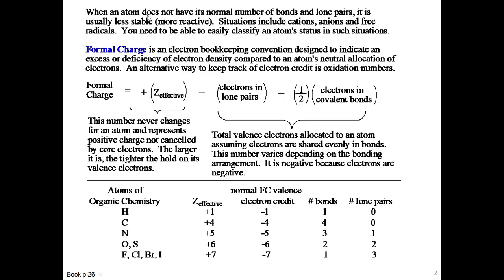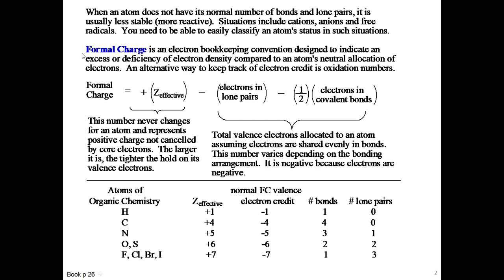In organic and biochemistry, when an atom doesn't have its normal number of bonds and lone pairs, it usually is in some more reactive state, usually less stable. And so we might see cations, anions, free radicals. And so you need to be able to classify what the atom status is in those situations.